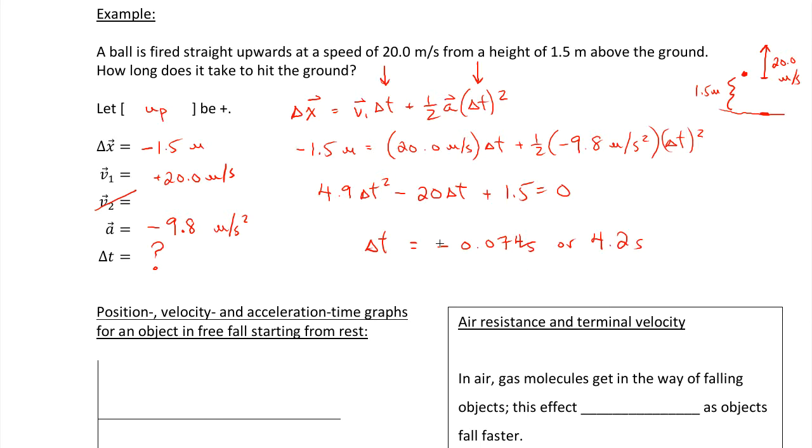Well, this answer, which is not the answer we're looking for, is the amount of time it's taken to get from 1.5 meters below the starting point to the 1.5 meter mark initially. So it's backwards in time. This is the answer that we're looking for. So it's going to take 4.2 seconds for it to go up to the top and come back past the starting point and hit the ground 1.5 meters below.